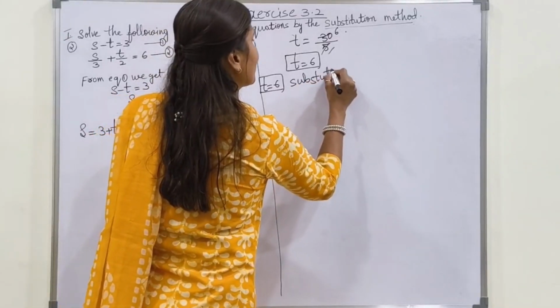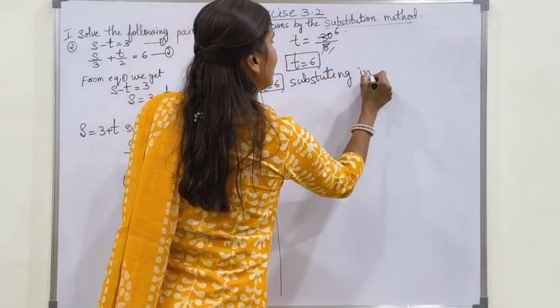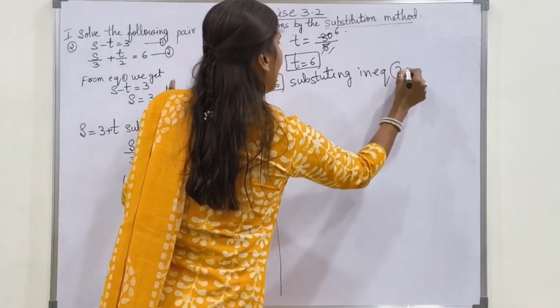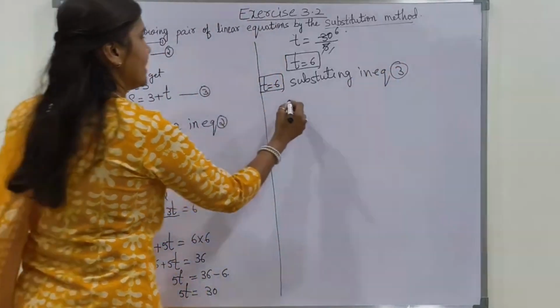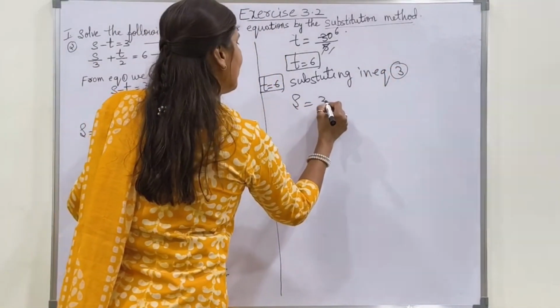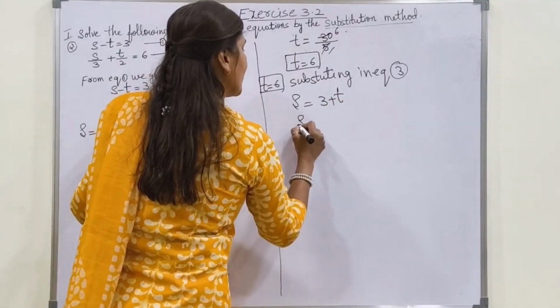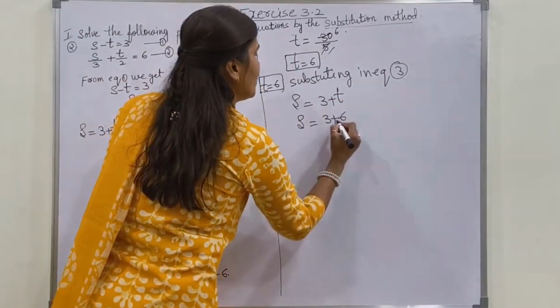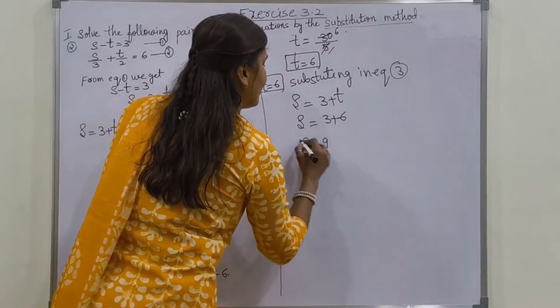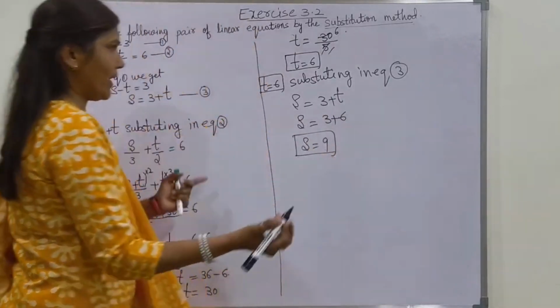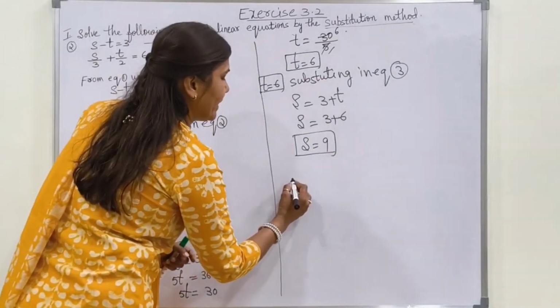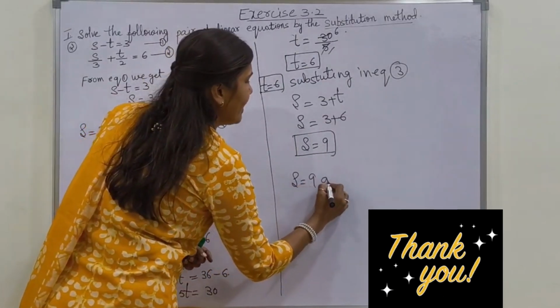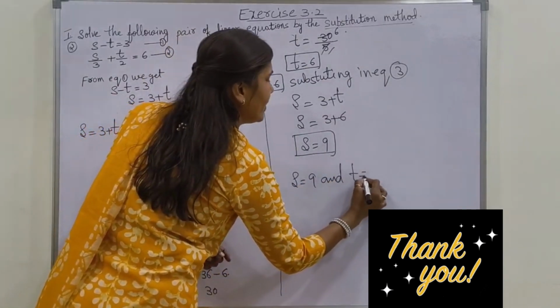Substituting in equation 3, s is equal to 3 plus t. The t value came as 6, so s is equal to 9. So now you got the s value and the t value. So s is equal to 9 and t is equal to 6.